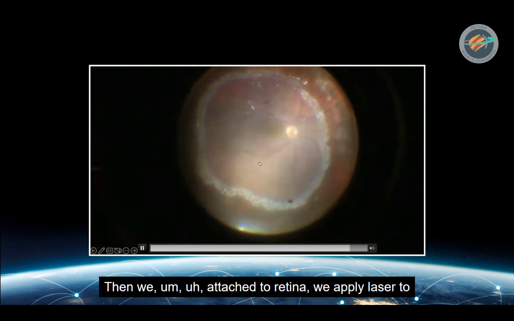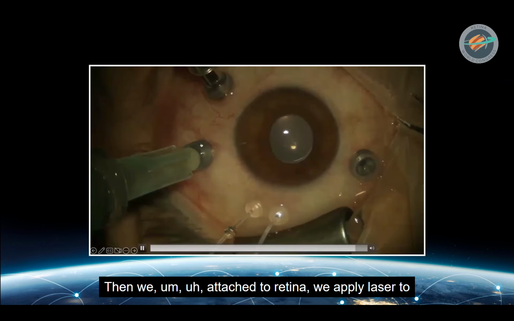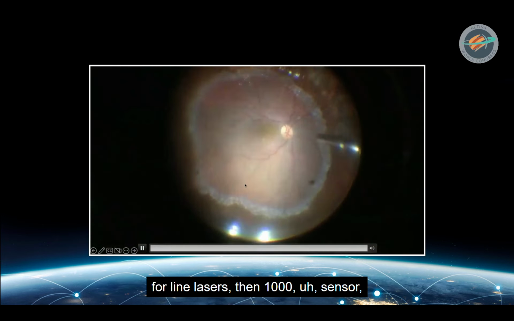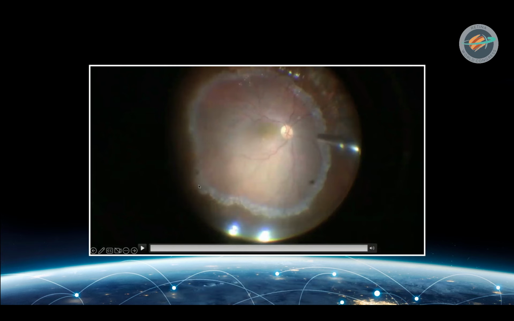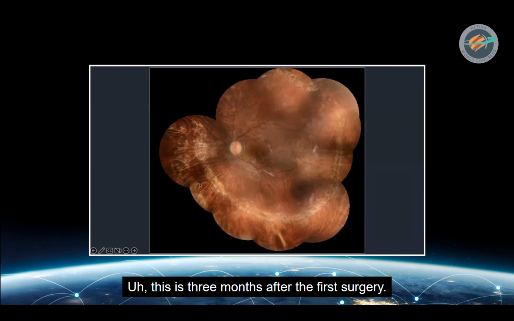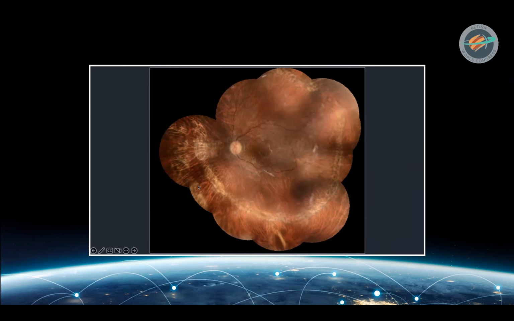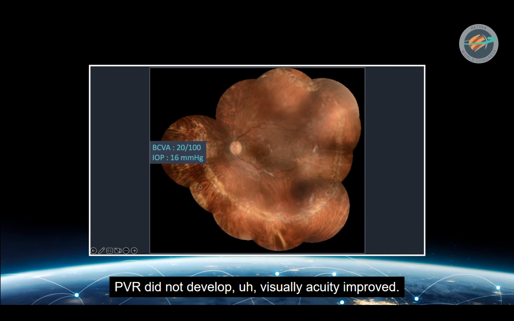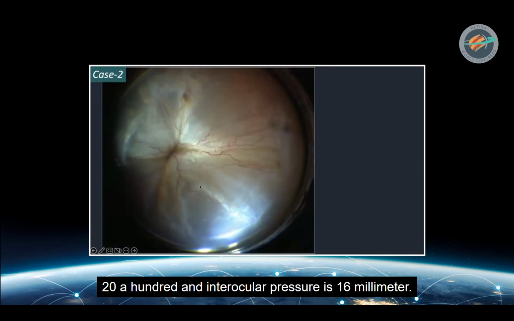Then we attached the retina, we applied laser, 4 lines of laser, then 1,000 centistoke silicone oil. This is 3 months after the first surgery, and 1 month after silicone oil removal. As you see, the retina is completely attached, PVR did not develop. Visual acuity improved to 20/100, and intraocular pressure is 16 mmHg.